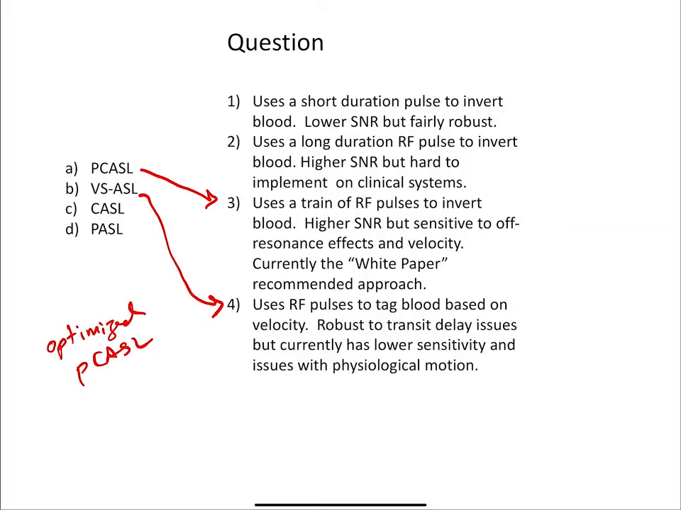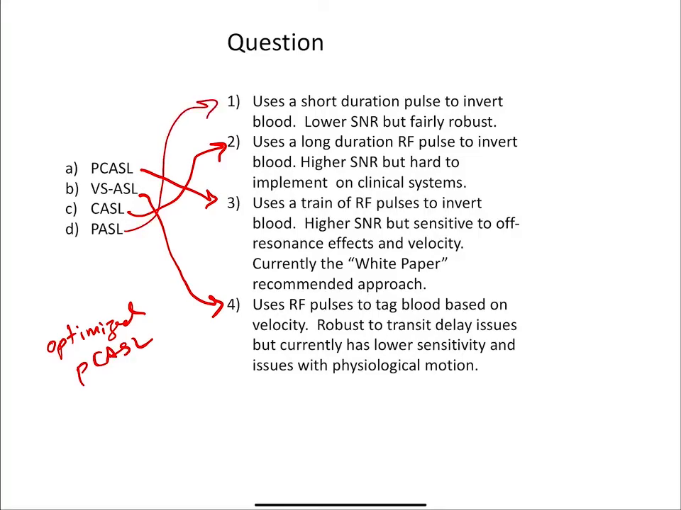Continuous ASL. So that's a long duration RF pulse. As I said, hard to implement on clinical systems. You can never really see it except for very boutique systems. Okay, and the last one is PASL, which stands for pulsed ASL, right?